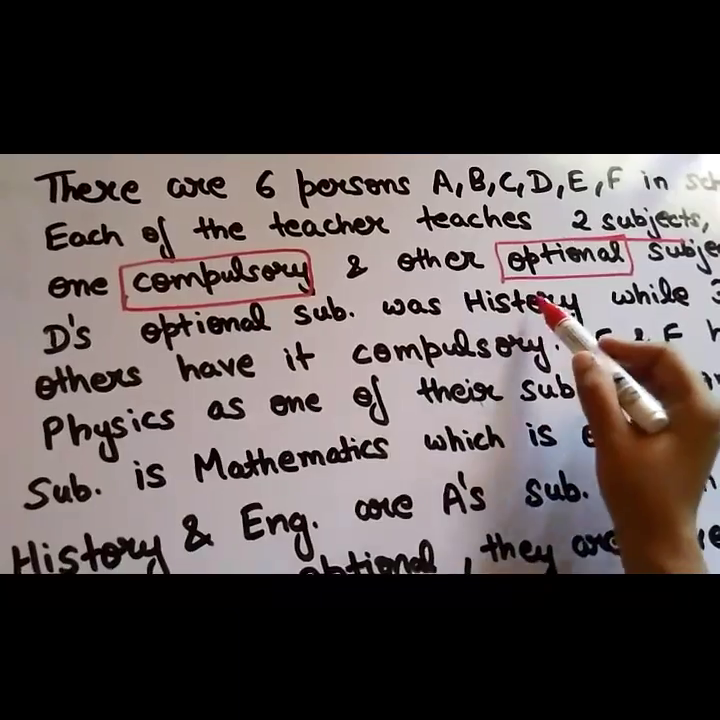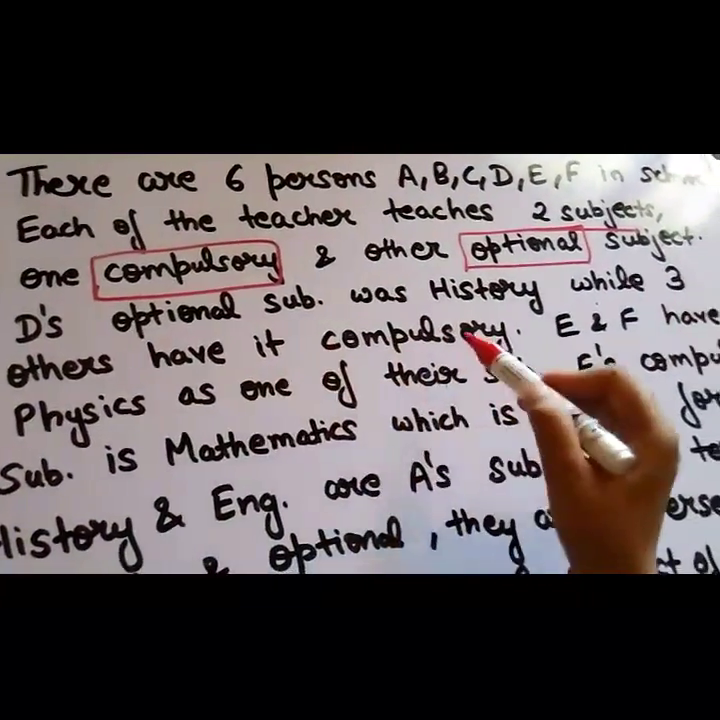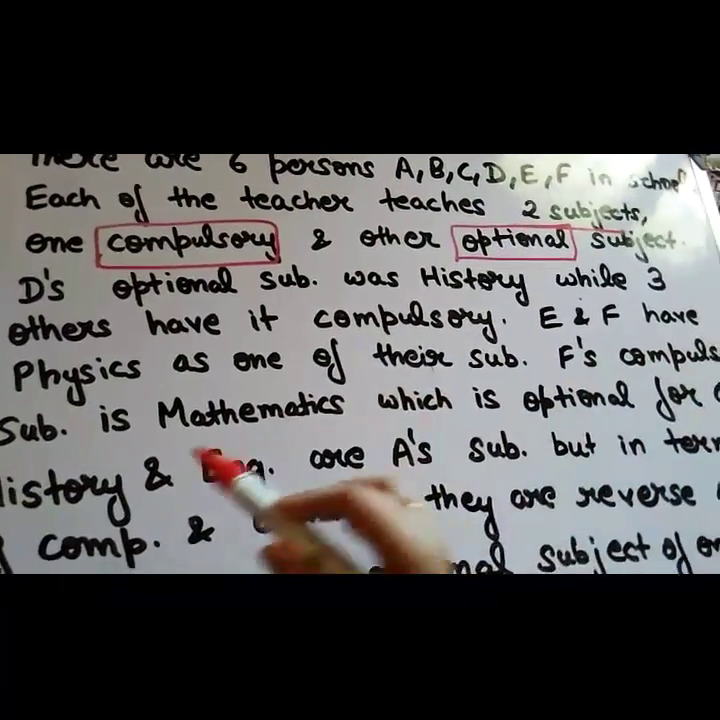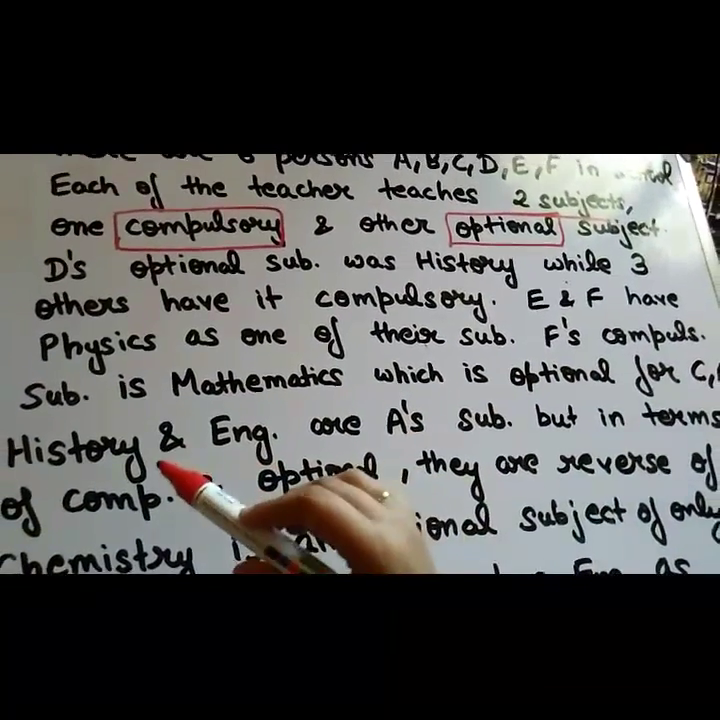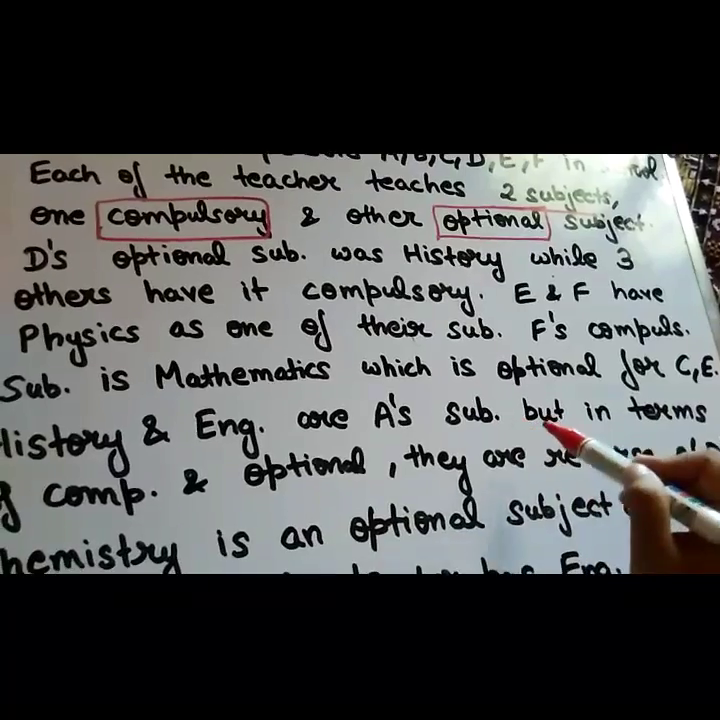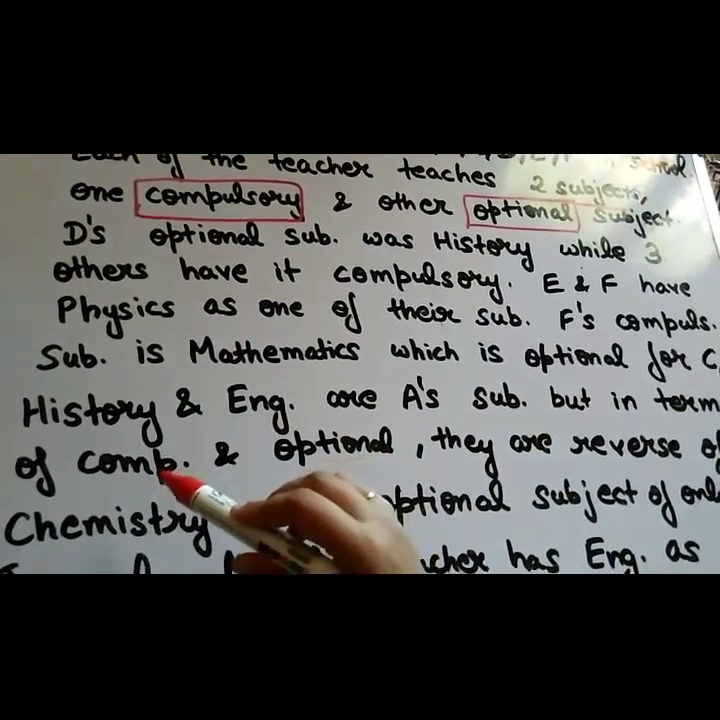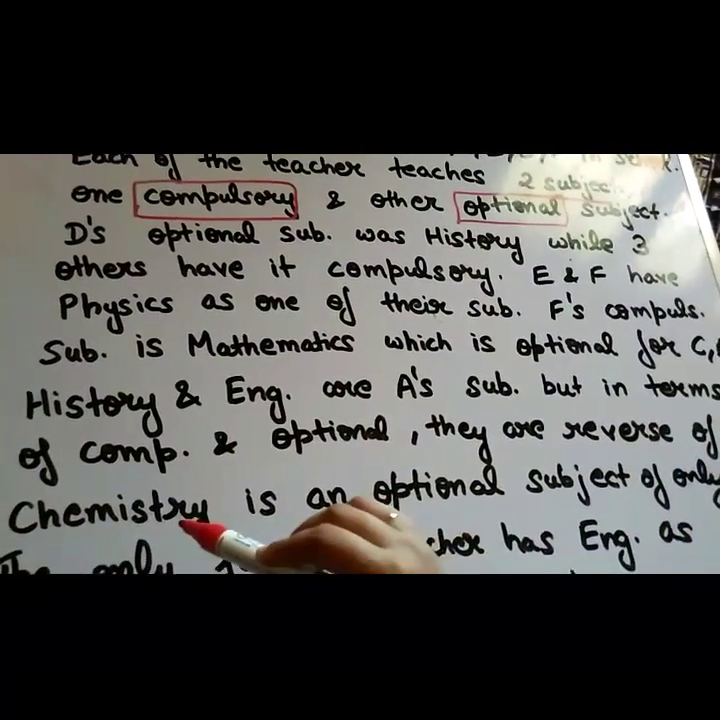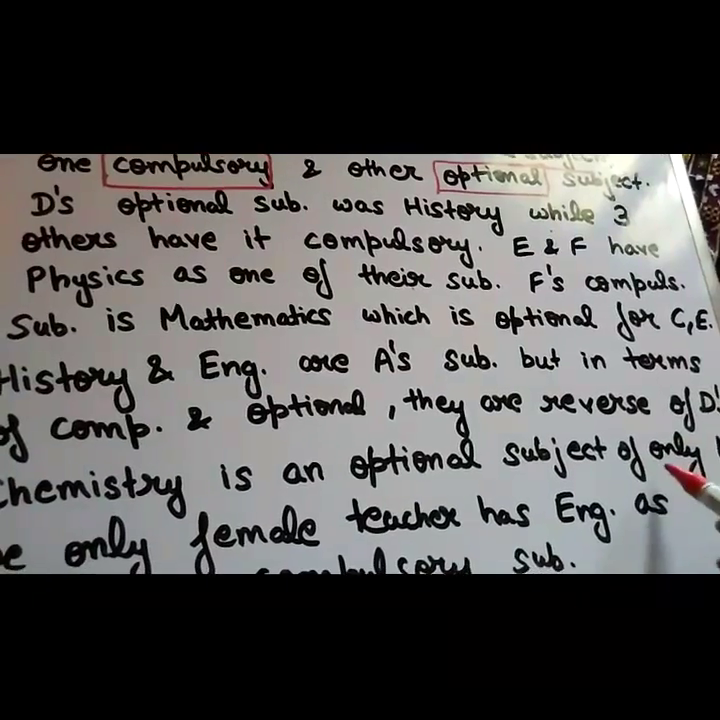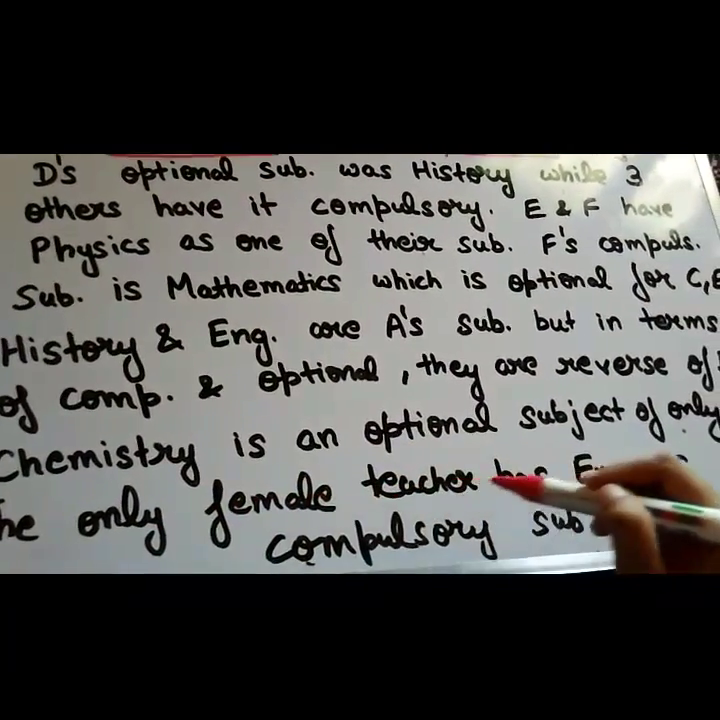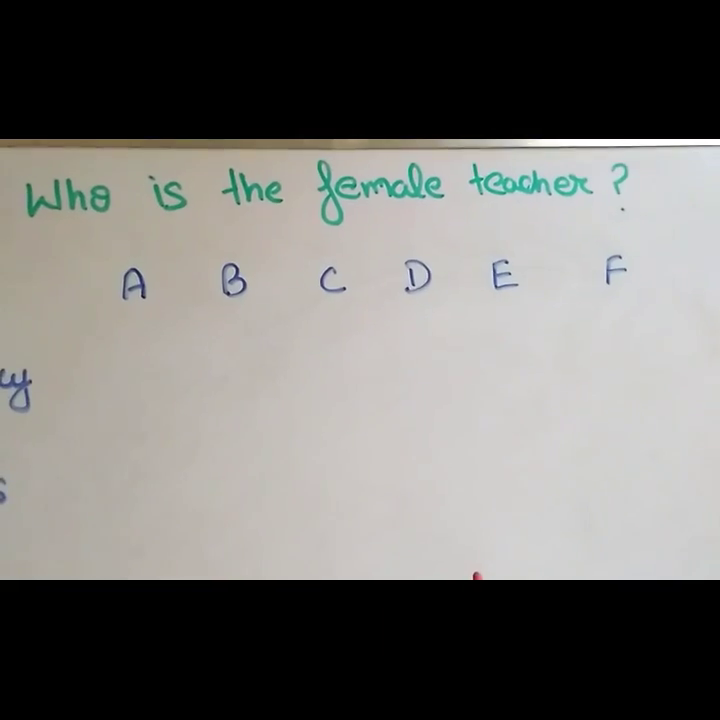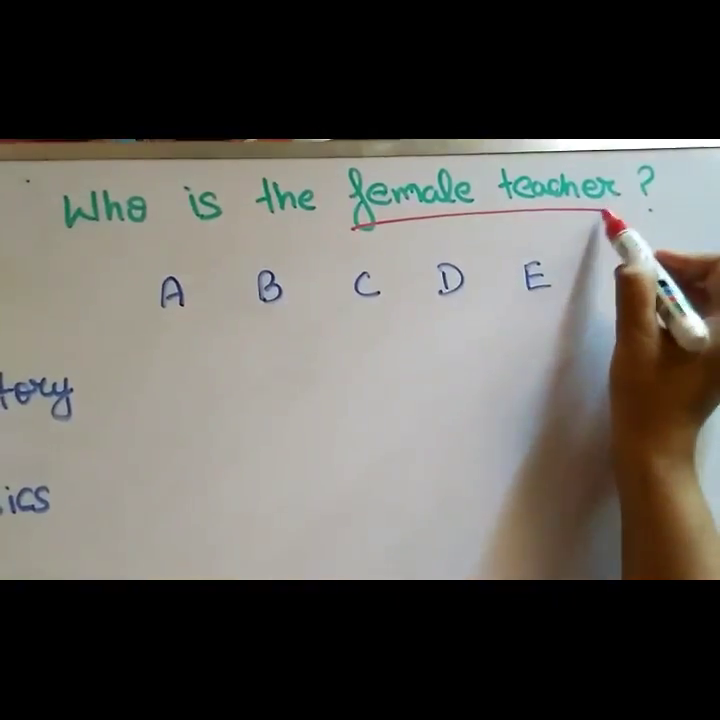D's optional subject was history, while 3 others have it compulsory. E and F have physics as one of their subjects. F's compulsory subject is mathematics, which is optional for C and E. History and English are A's subjects, but in terms of compulsory and optional, they are the reverse of D's. Chemistry is an optional subject of only one. The only female teacher has English as a compulsory subject. Now the question is, who is the female teacher?